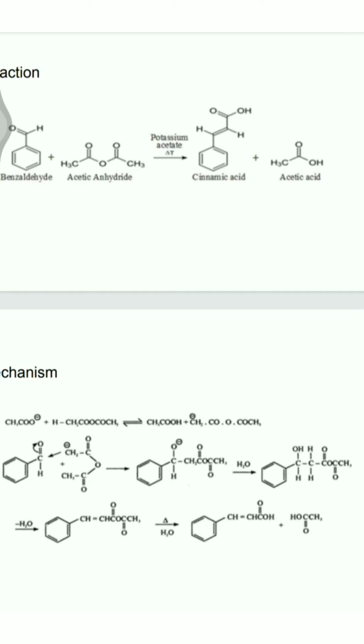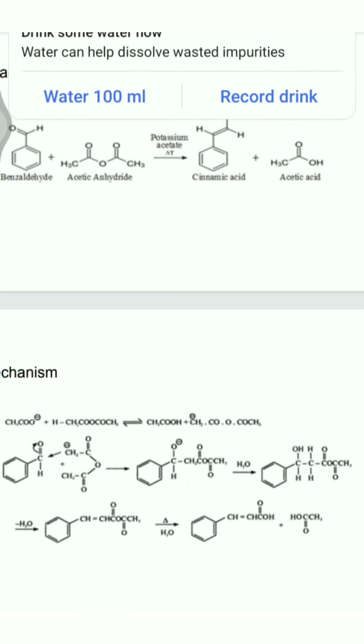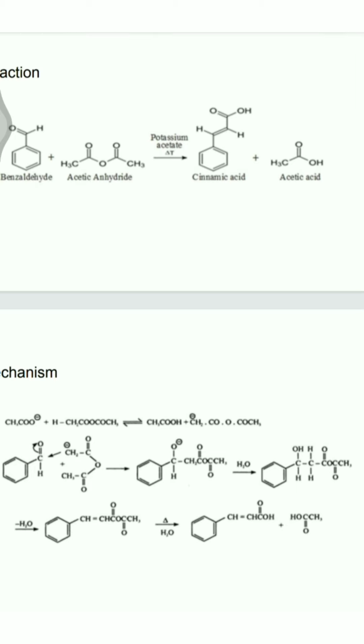Now we'll focus on the calculation. We have to first calculate the molecular weight of benzaldehyde, and then the molecular weight of cinnamic acid, and from there we can calculate the theoretical yield, which will be around 14.66 gram of cinnamic acid. The practical yield we will calculate after our college gets reopened. And moreover, we will write down the melting point, which we will do after the college gets reopened.